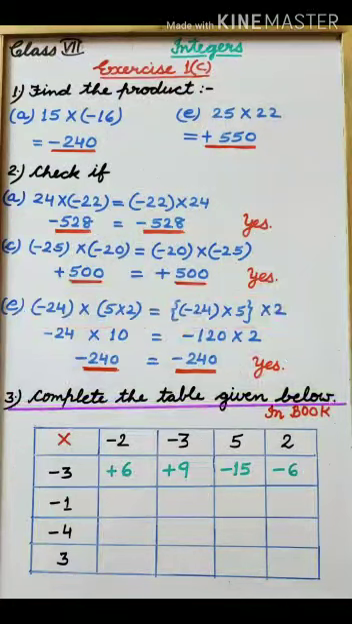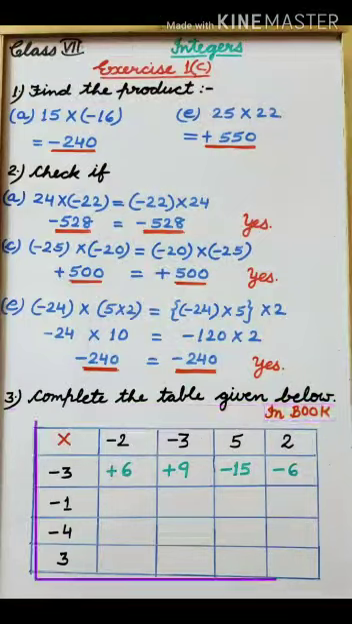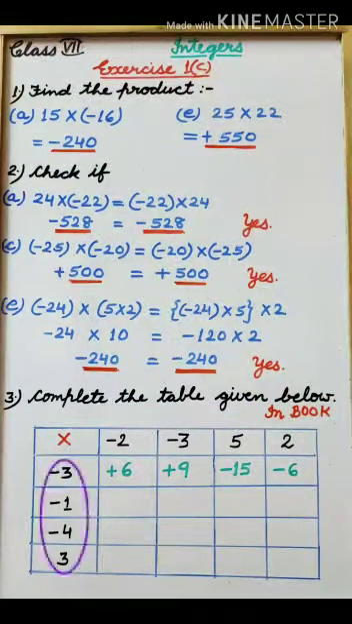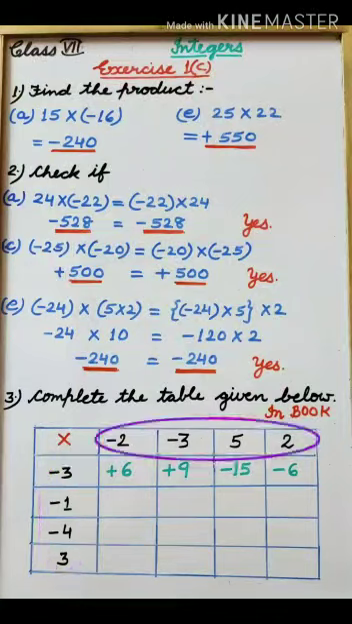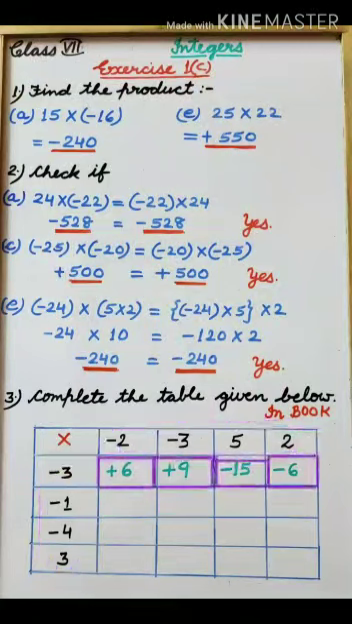Now question 3 is complete the table given below. This question you will do in the book only. In this table we have to multiply each number given in the vertical column by each number given in the horizontal column, and the product should be written in the related boxes.